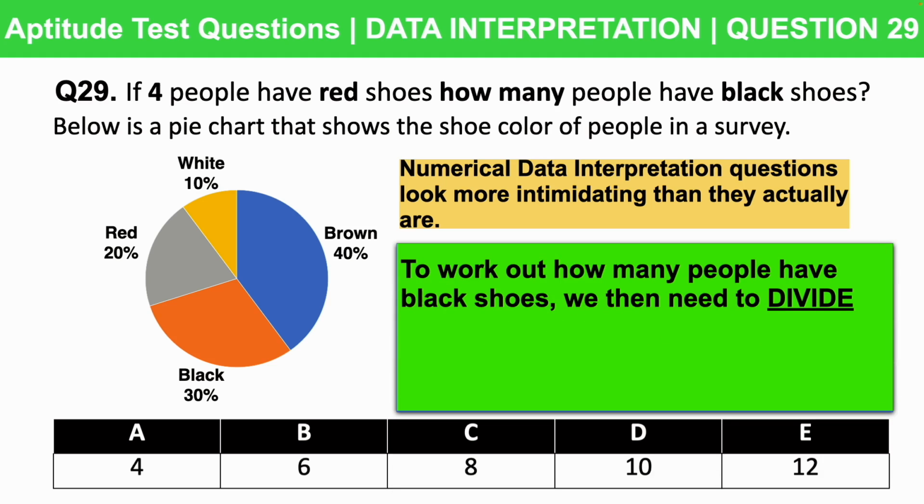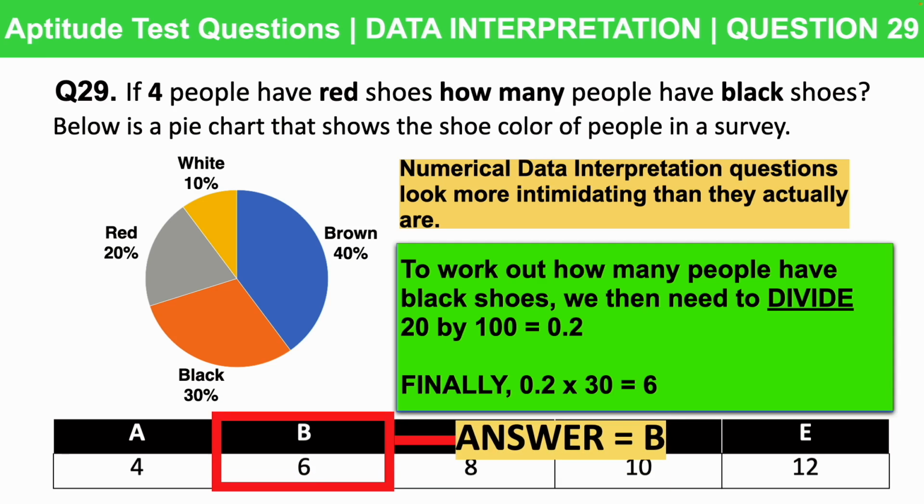Then, to work out how many people have black shoes, all we need to do is divide 20 by 100, which gives us 0.2. And then finally, we times 0.2 by 30, because we can see the amount of people that have black shoes is 30% of people. That gives us our answer of 6. So the correct answer is answer option B, 6 people have black shoes.